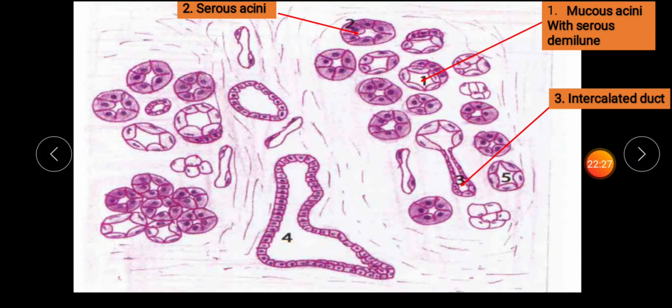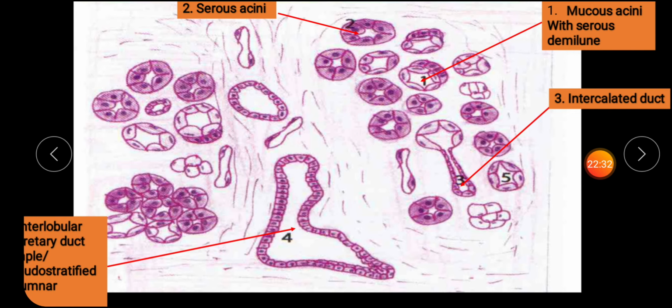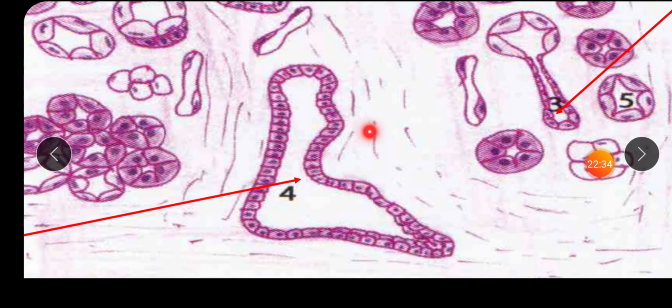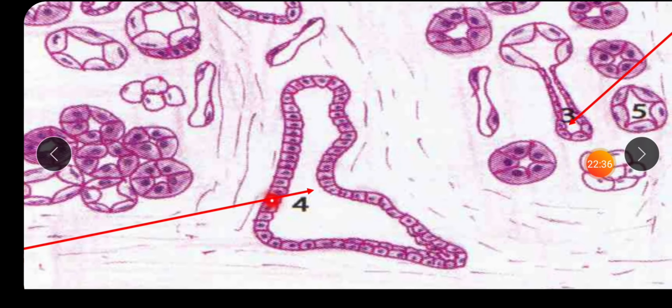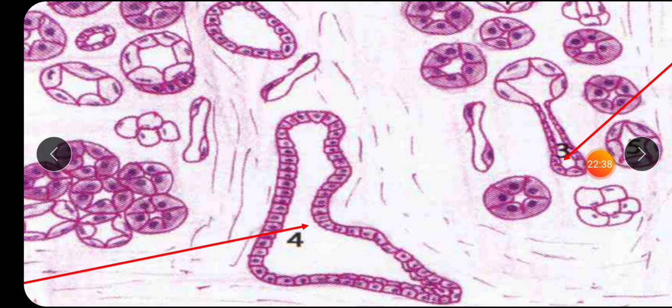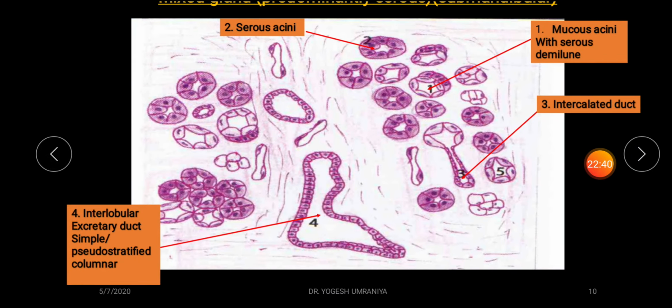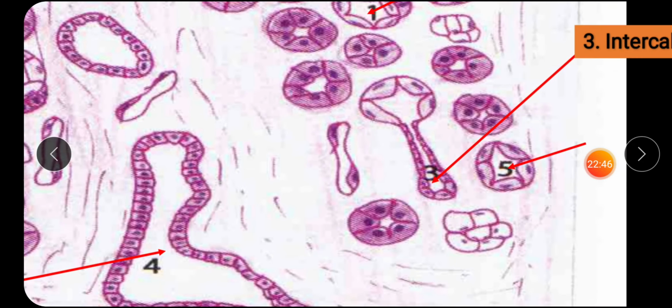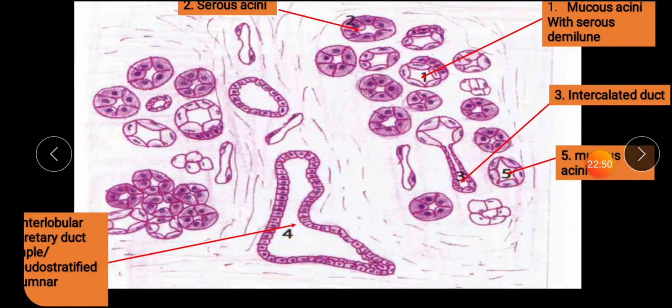Next one, number 4, that is the interlobular duct, having the simple columnar or the pseudo stratified columnar type of the epithelium. Next one, that is again the acini, mucus acini, but here there is no serous demi-lune, just only the lightly stained mucus acini is there.